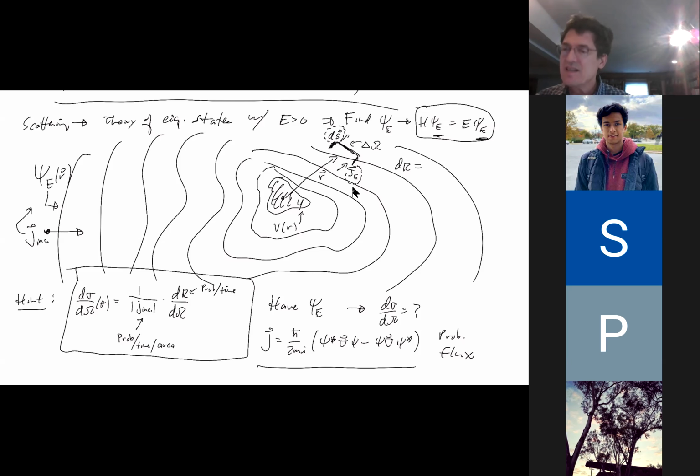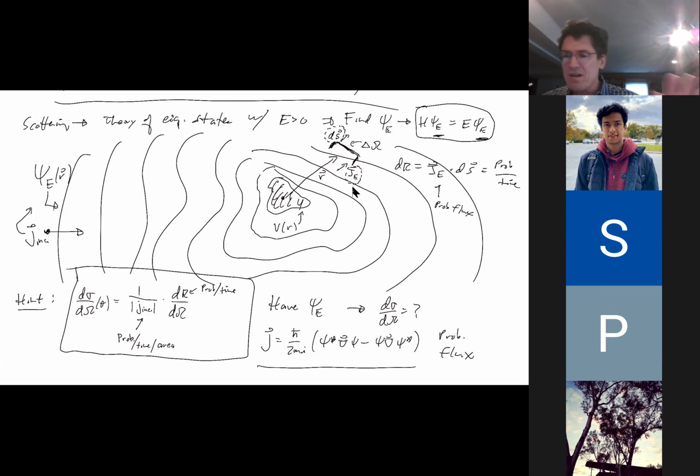Oh, yeah, the dot product. Yes, exactly, because it's a flux. So it's just J_E dot dS. And this should look very familiar to you, because this is probability flux. So this whole product is then probability per time, because probability flux is probability per time per area, times area is probability per time. So you've seen that before.